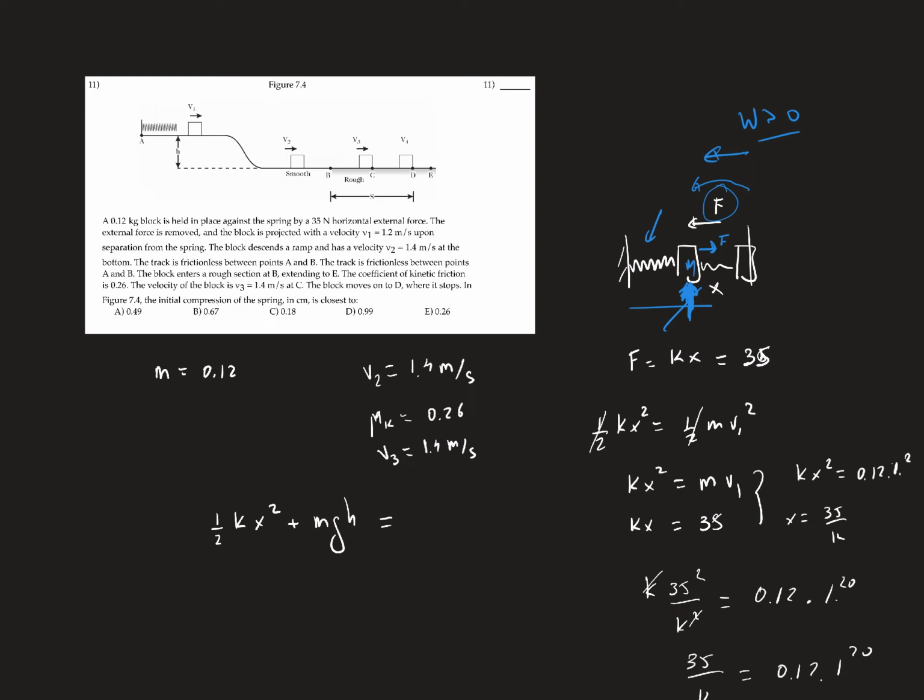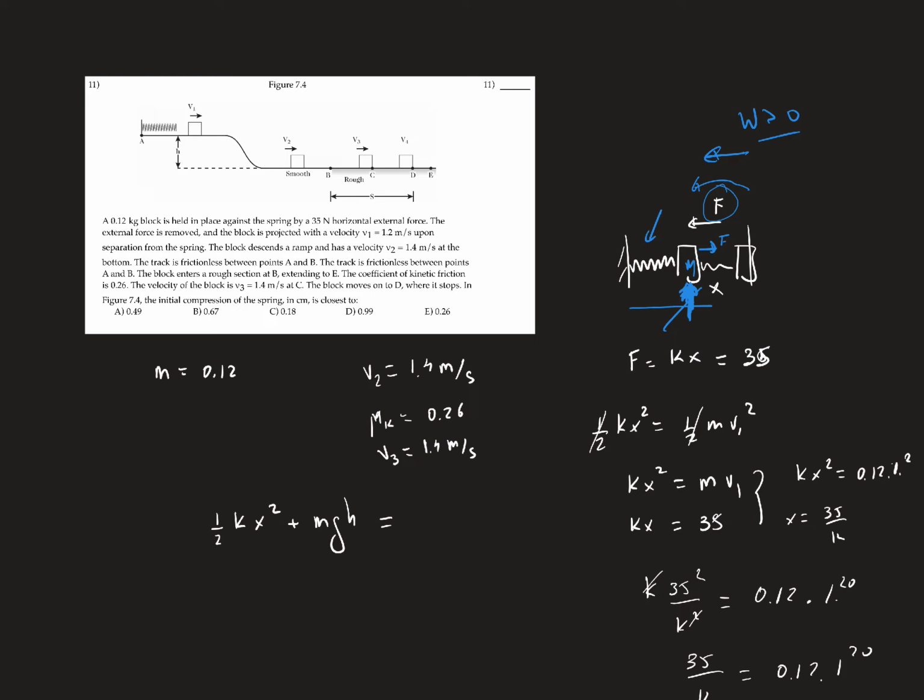Now there is a lot of information here that I don't know why they give us. It says that after the external force is removed, the block is projected with a velocity of 1.2 meters per second. Here there is no potential energy, because the spring has liberated all the potential energy and converted it into kinetic energy. The kinetic energy is 1/2 the mass, 0.12, times 1.2 squared.